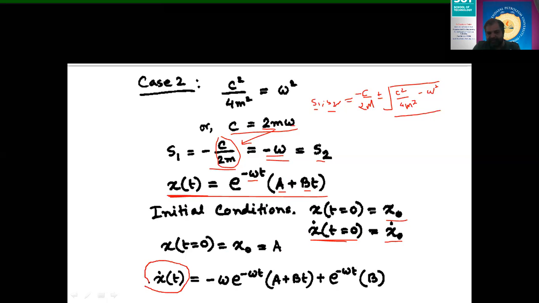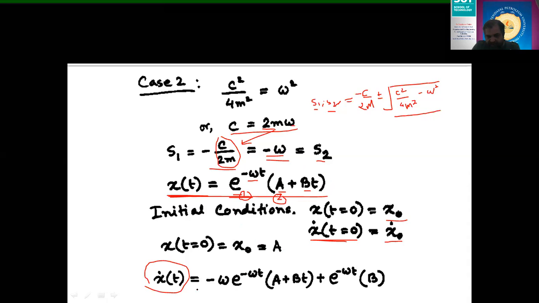This x dot will be, you have two functions, one is this and the other is this. When you are finding the derivative, first I take the derivative of the first function with the second function as it is. And in the second term, I take the derivative of the second function, and the first function will be as it is.